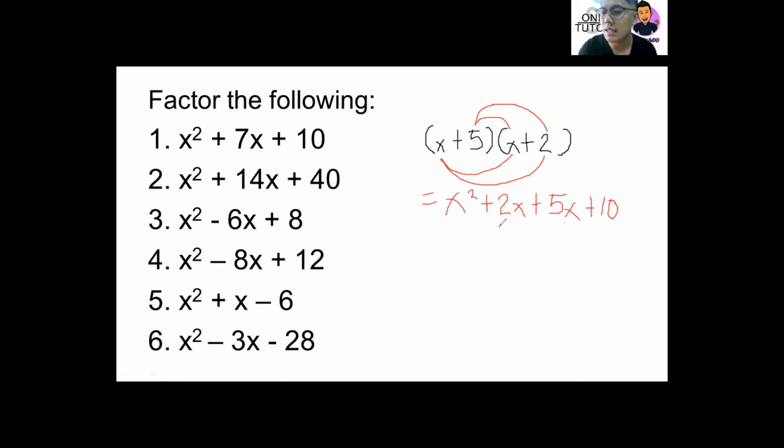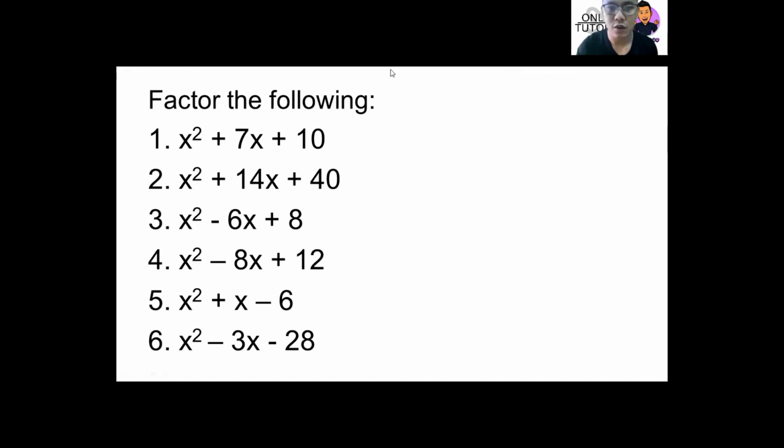In adding these similar terms, we have x squared plus 7x plus 10. Since the product of x plus 5 and x plus 2 is x squared plus 7x plus 10, therefore the factor of x squared plus 7x plus 10 is x plus 5 times x plus 2. So that is the trial and error.